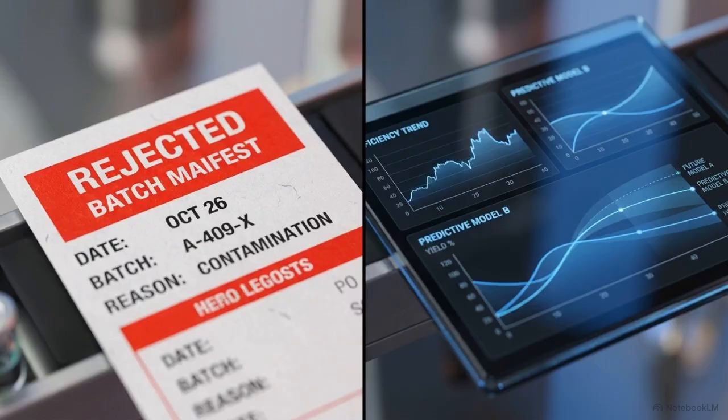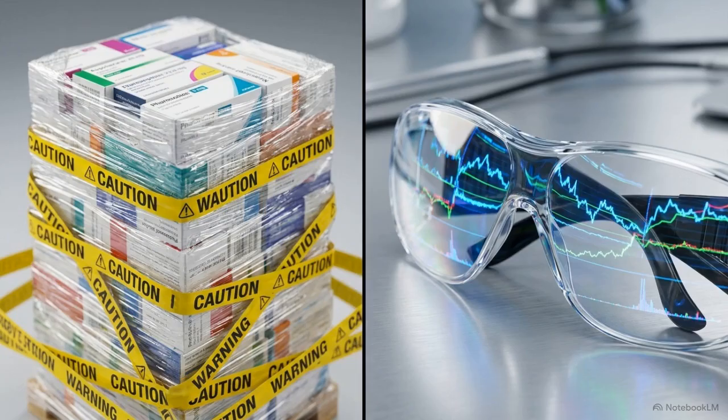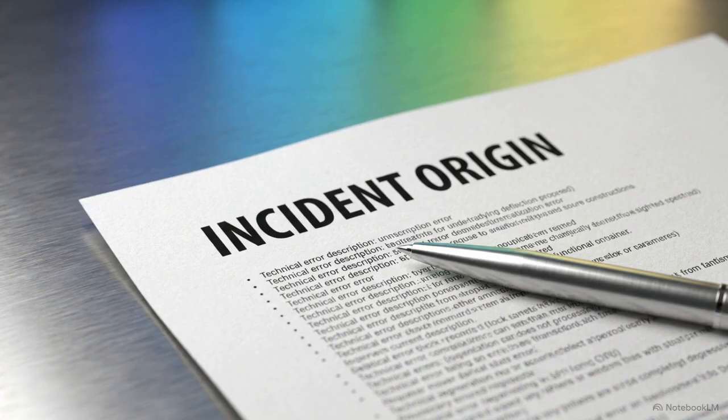Managing an OOS and managing an OOT require completely different operational postures. Mathematically, OOS is outside the limits, while OOT is inside the limits but anomalous. Operationally, OOS dictates reactive quarantine, while OOT dictates proactive monitoring. Yet, despite their distinct statistical profiles, they stem from the exact same shared pathology.